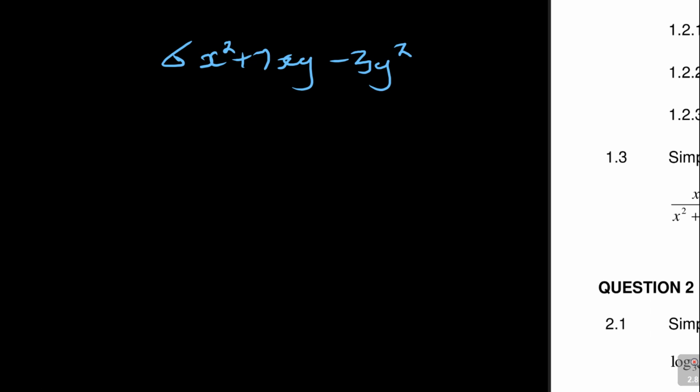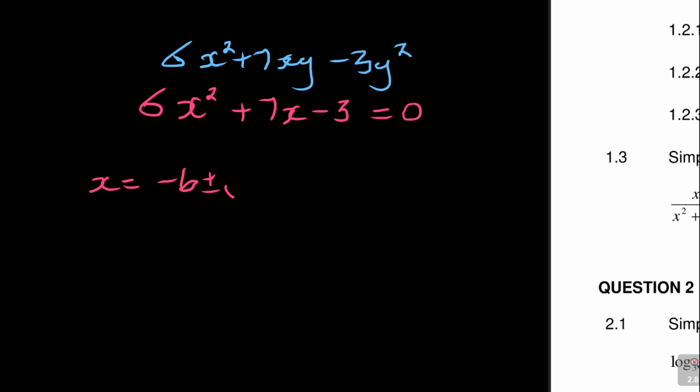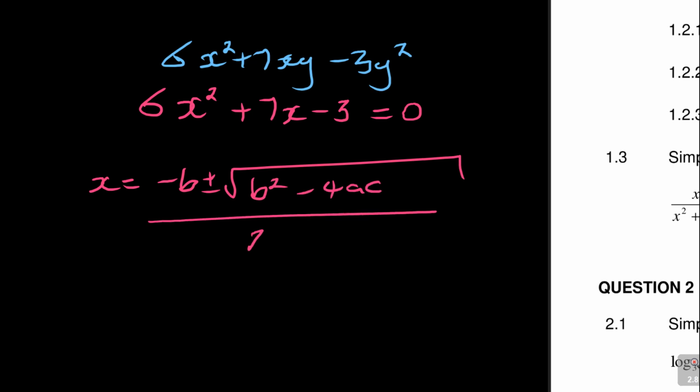See the maths part now. The interesting thing about math. Let's forget about the y. It will be 6x squared plus 7x minus 3. Let's pretend this was equal to 0. I'm trying to show you how you can sometimes do some of these things. Then you take the quadratic formula. x is equal to minus b plus or minus square root of b squared minus 4ac all over 2a.